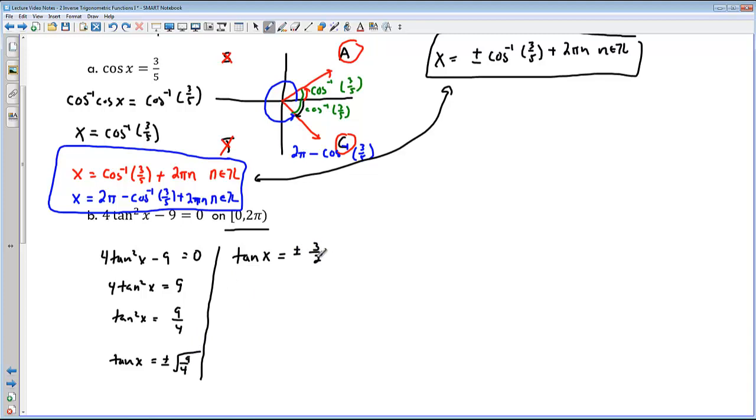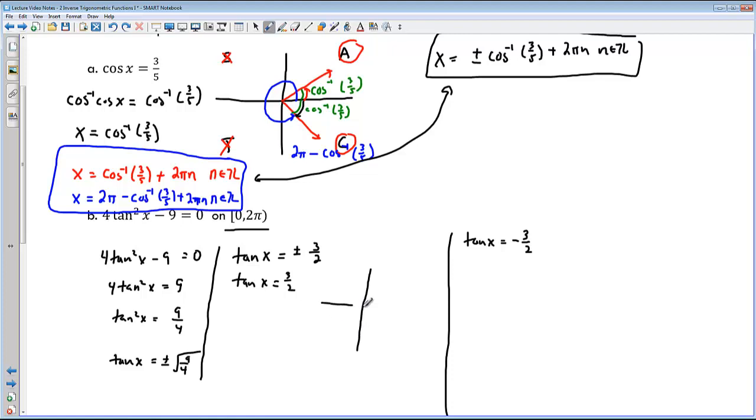And so we really get two equations out of this one equation. Let's do each of these. So we get tan of x equal to 3/2. That's going to be one equation. And then we also get tan of x equal to negative 3/2. So that's our second equation. So let's solve both of these.